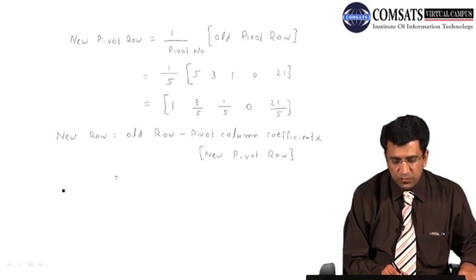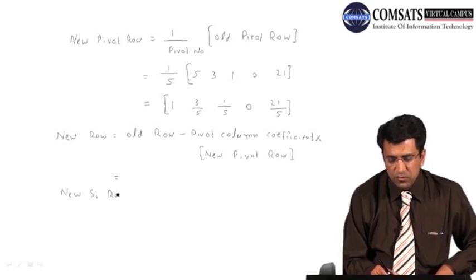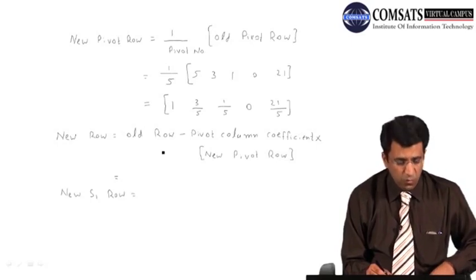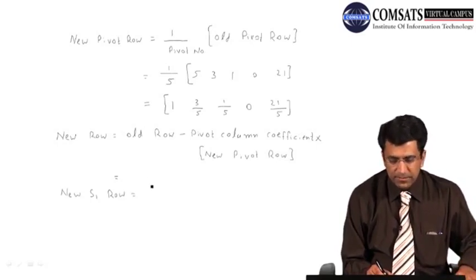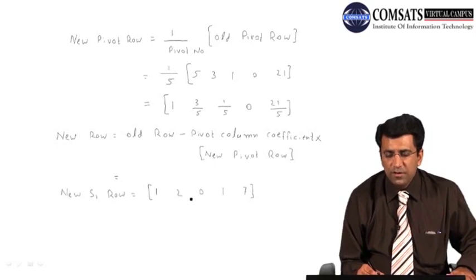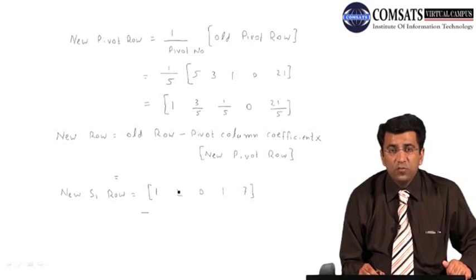So our new S2 row will be equal to the old S2 row. Now what is the old S2 row? That is 1, 2, 0, 1 and 7. This is our old S2 row, minus, class, the pivot column coefficient. This is the respective pivot column coefficient.